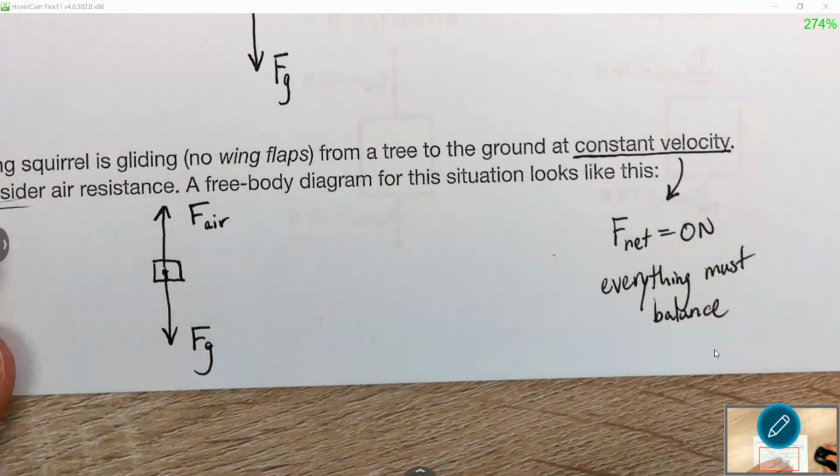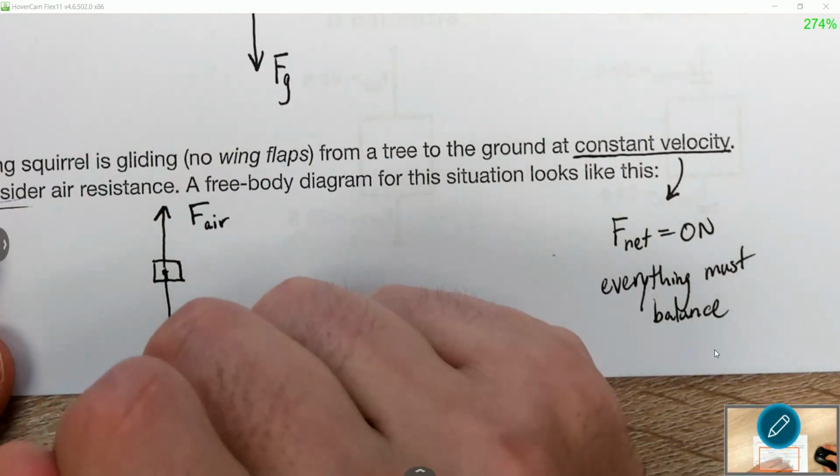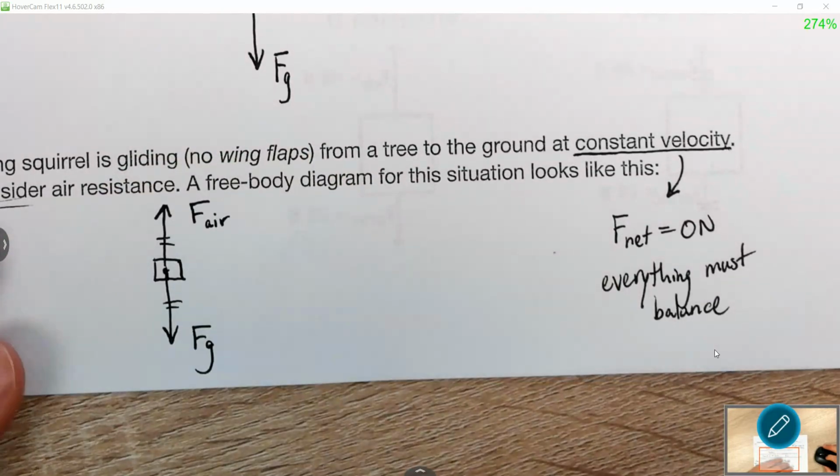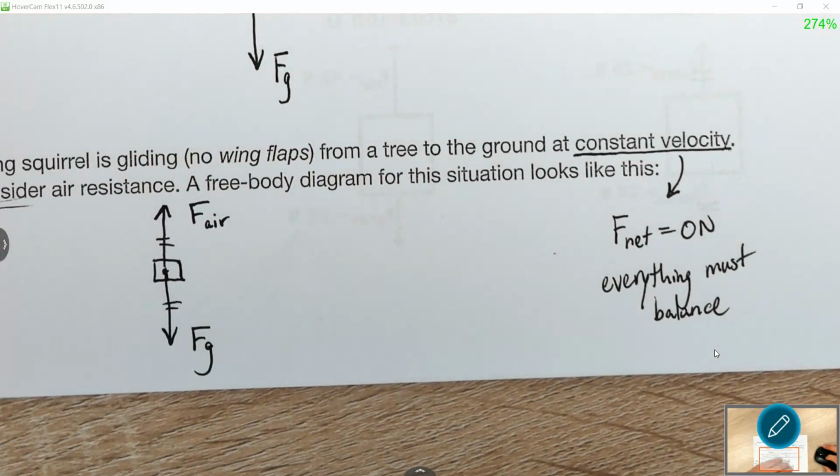All right, and how do I show that they're equal? How do I show that they're balanced? Yeah, equal sign. And you are good on this one. The next one.